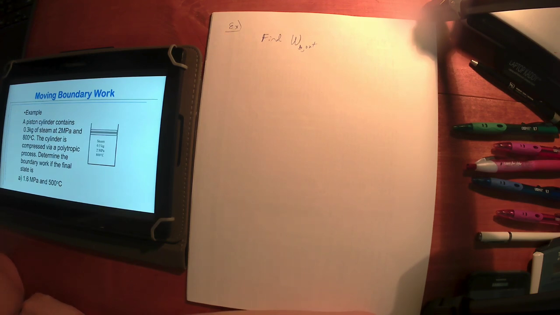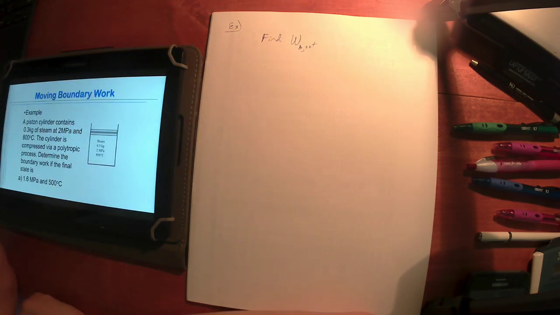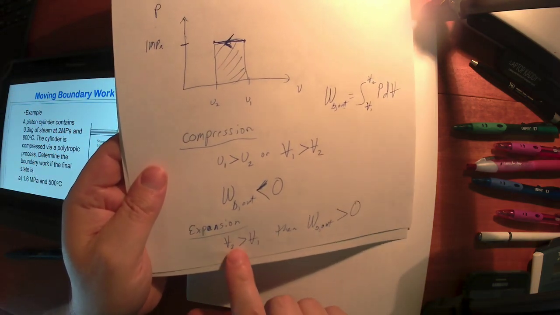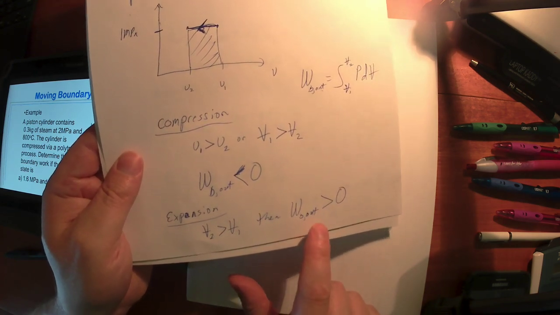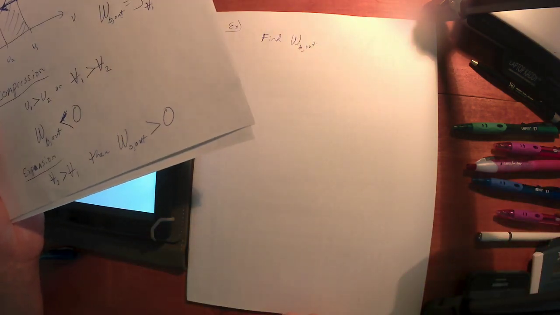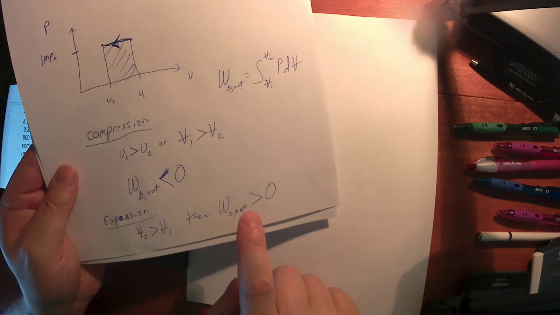If the system is expanding, it's doing work out. We talked about that last time, right? We said if a system expands, then that boundary work out is going to be a positive quantity. Expansion, going to a larger volume, gives you a positive quantity. That's because if that system's expanding, it's pushing the surroundings out of its way. The system is doing work on the surroundings, so that is work out.